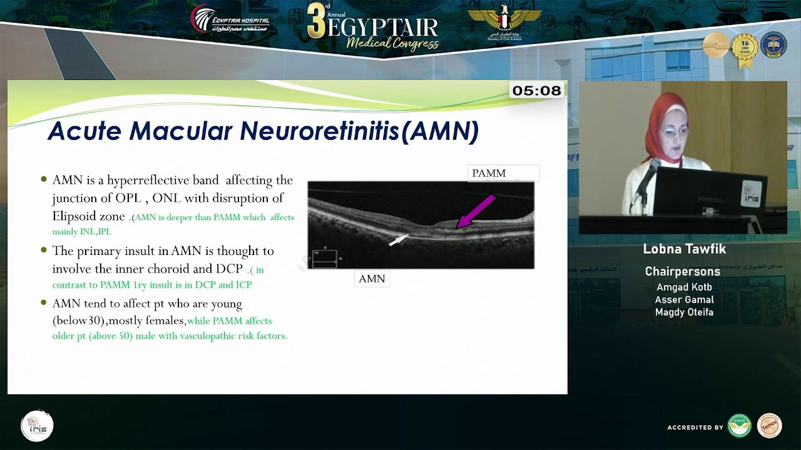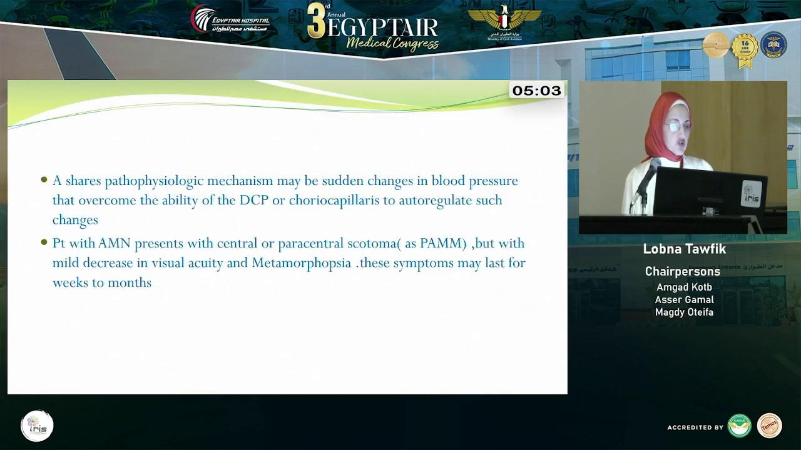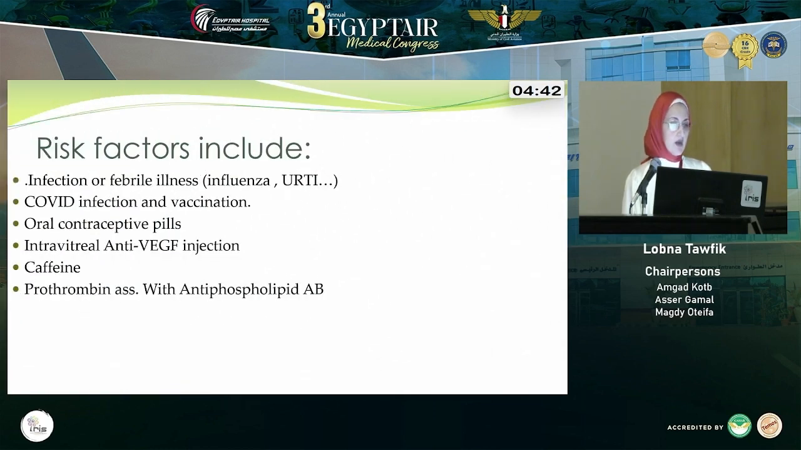with vasculopathic risk factors. The pathophysiologic mechanism may be a sudden change in blood pressure that overcomes the ability of the deep capillary plexus or choriocapillaris to auto-regulate such changes. Patients with AMN present with central or paracentral scotoma as in PAM, but with mild decrease in visual acuity and metamorphopsia; these symptoms may last for weeks or months. Risk factors include infection or febrile illness, COVID infection and vaccination, oral contraceptive pills, intravitreal anti-VEGF injection, caffeine, and prothrombin associated with antiphospholipid antibodies.